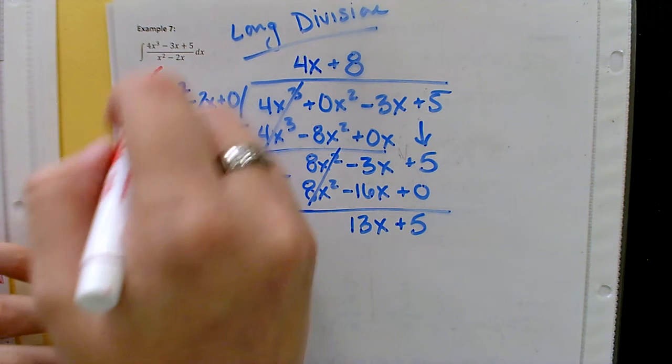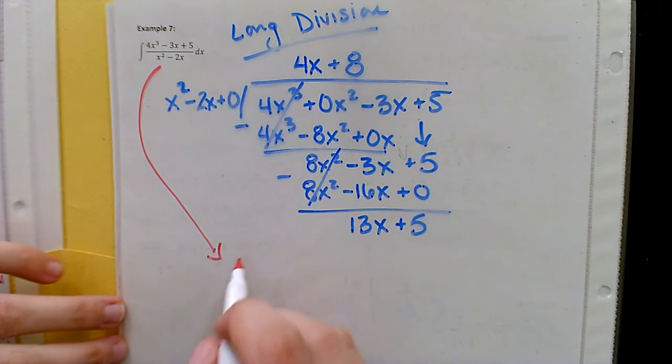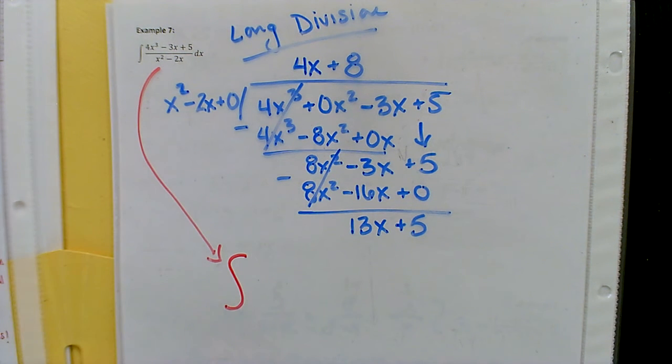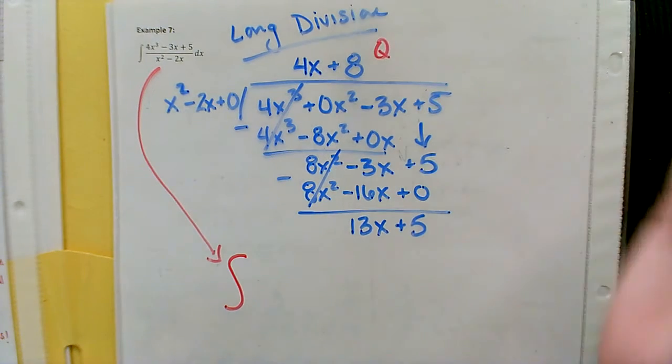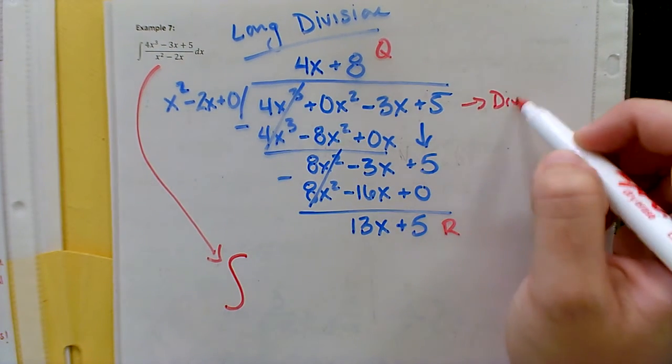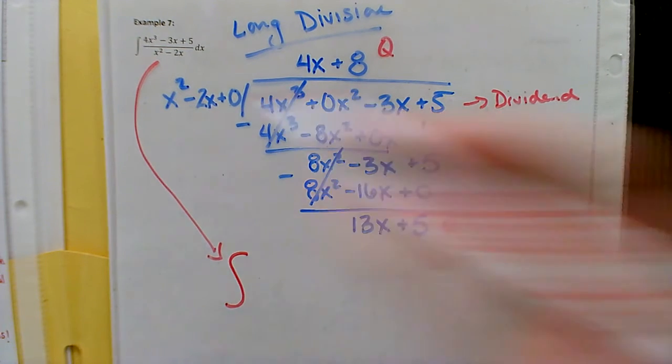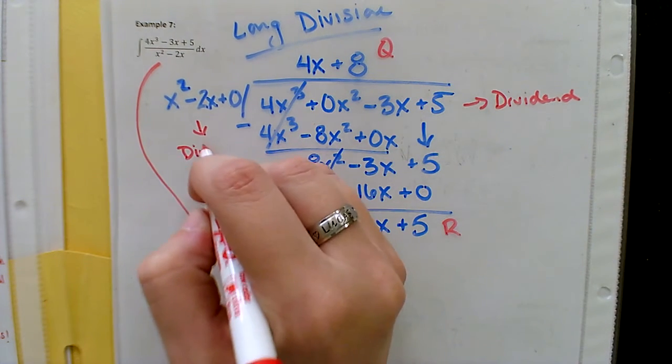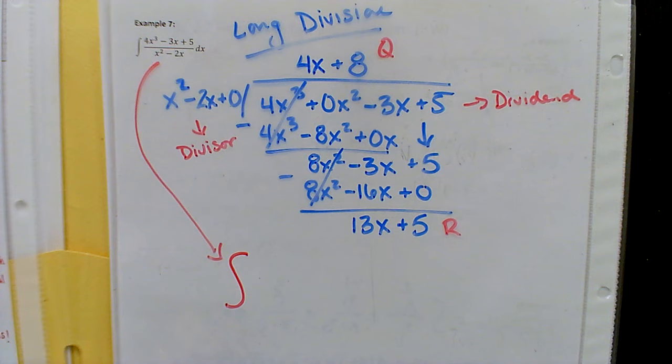All right, so this improper fraction that we started with, how can we rewrite it based off of that division? Let's see, if we were to label the different parts, we have quotient, remainder, dividend, and divisor, different parts of division.